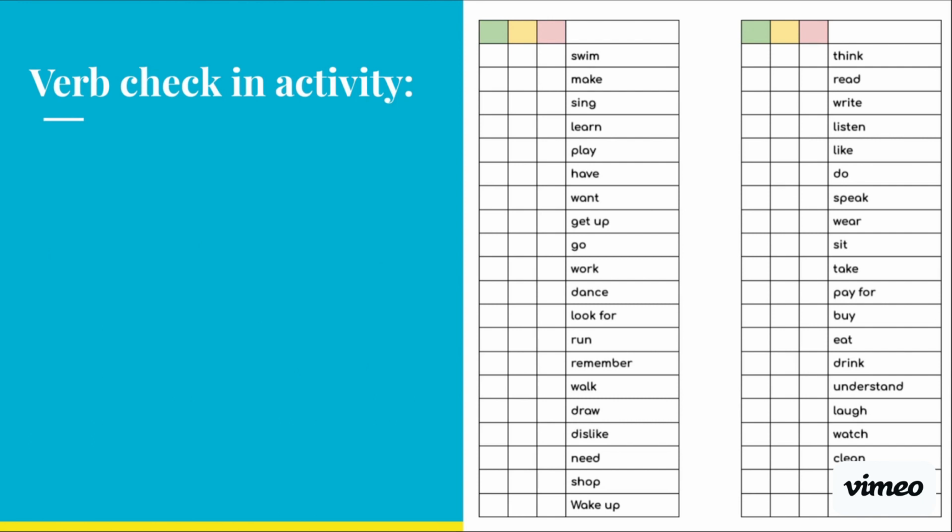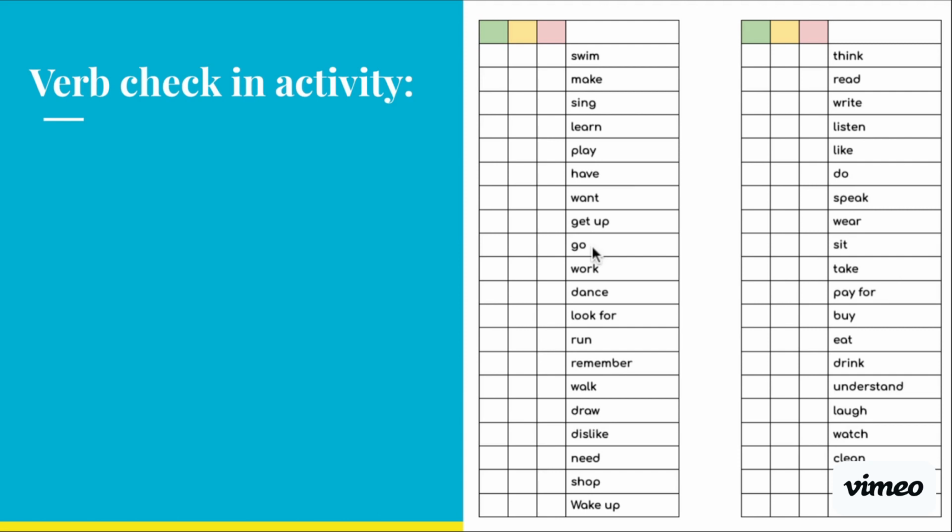So here is our first activity for the day. I would write down these 40 common verbs in English. So let's practice some pronunciation together. Here we have swim. So repeat. Swim, make, sing, learn, play, have, want, get up. These two words together have their own meaning in English. This is a phrasal verb.